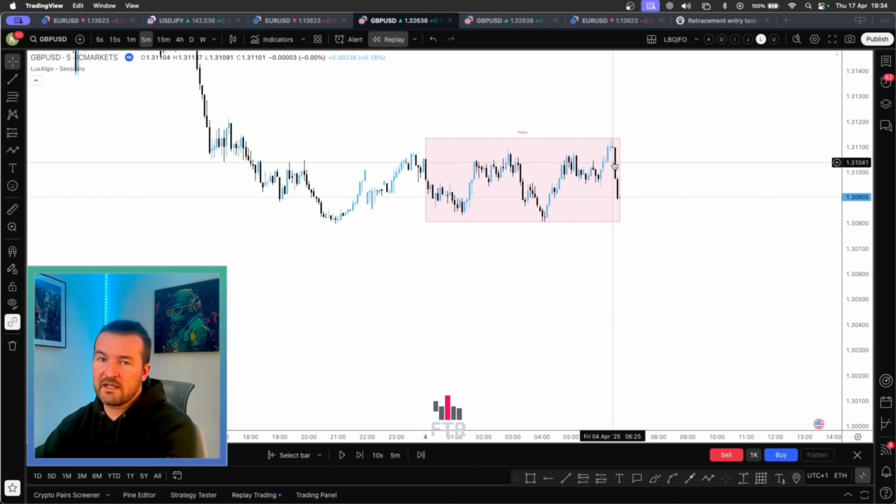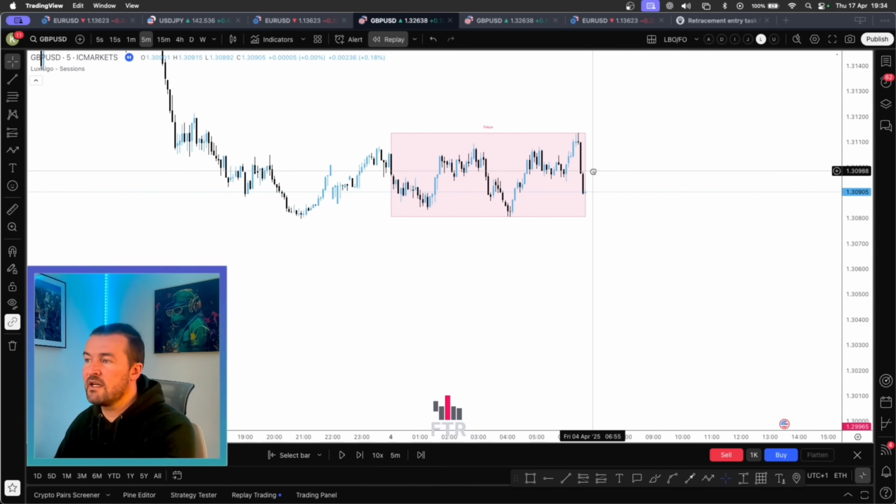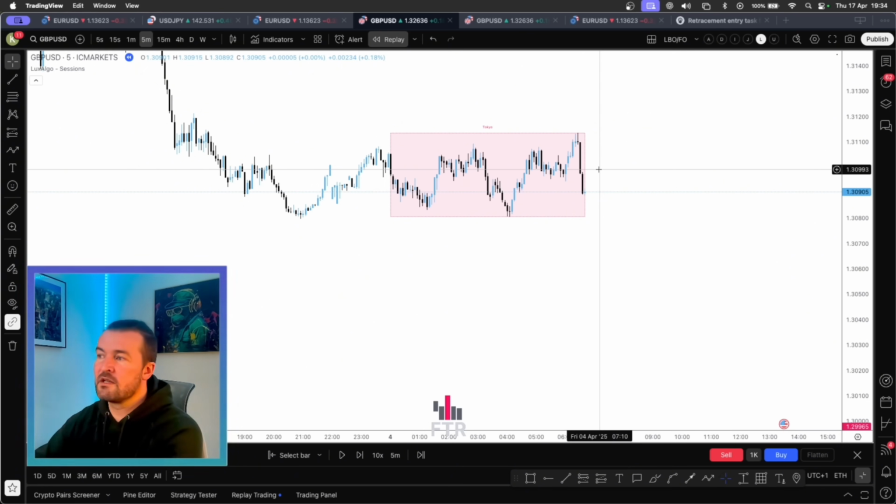Now, this is typically a set and forget strategy. Okay, there are slight limitations. You want to stop looking for a setup after 11 a.m. and you don't set a pending order before you see your setup. So that is the only drawback.